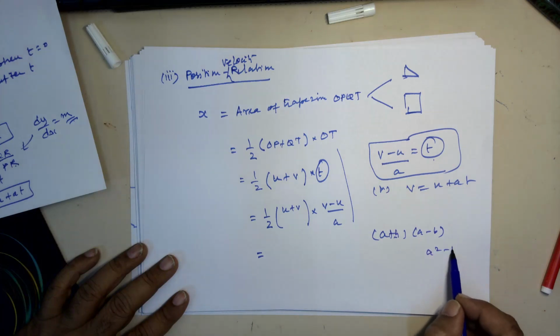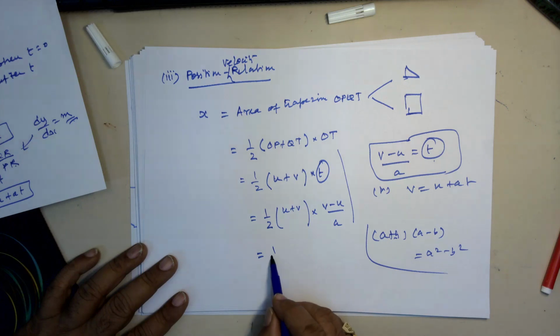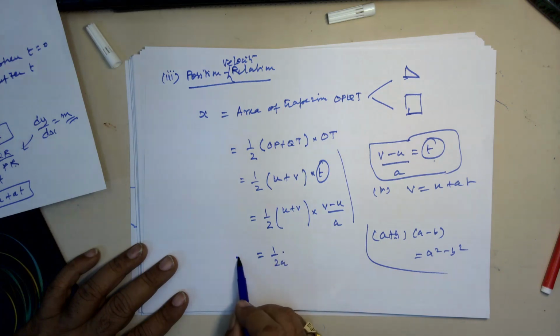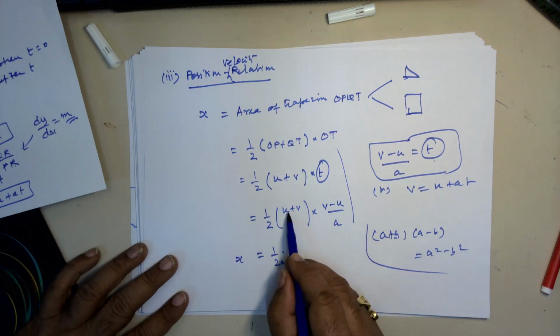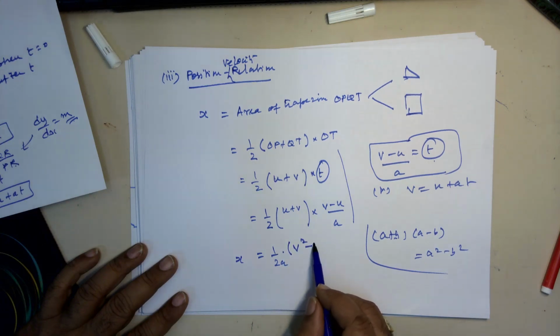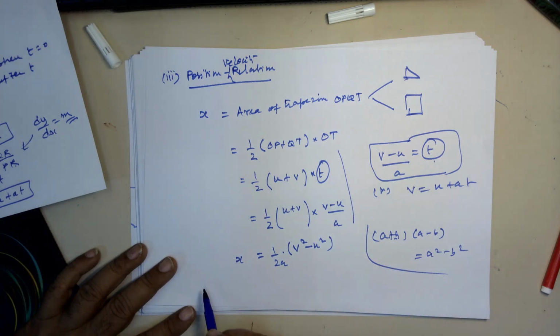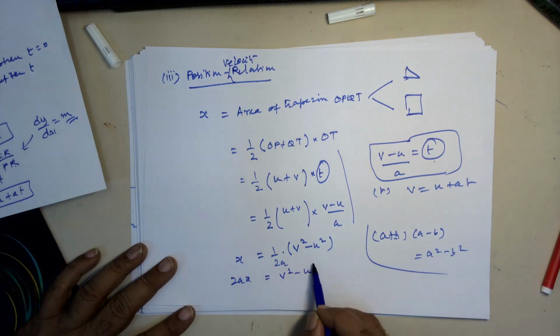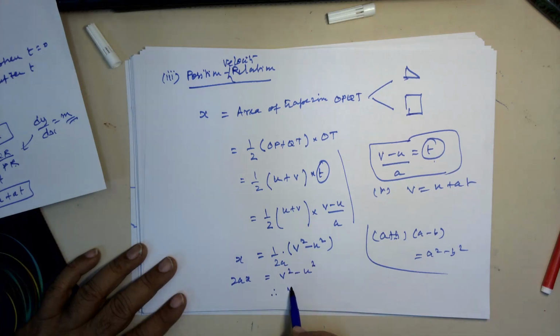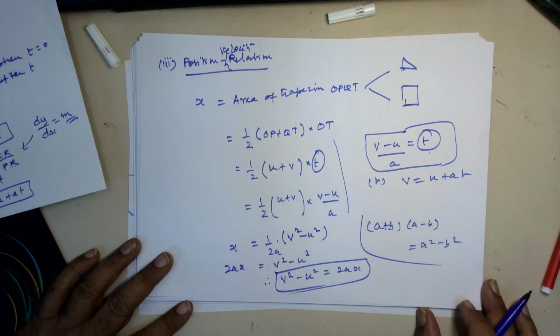A squared minus B squared. Therefore, here also 1 by 2A into X. V minus U into V plus U, that is V squared minus U squared. Correct? Okay. So you can bring this 2AX here, that is equal to V squared minus U squared. Therefore, V squared minus U squared is equal to 2AX. So this is the third relation.